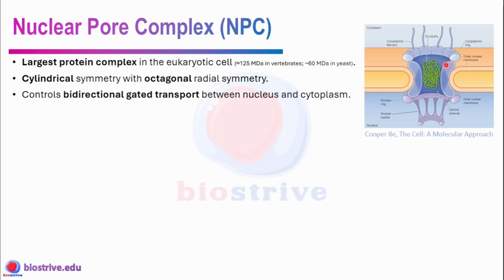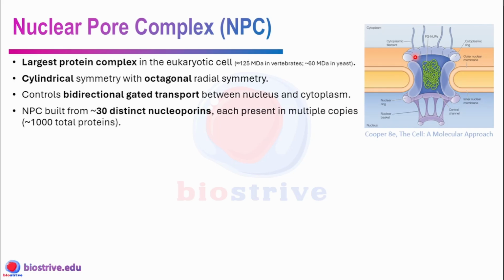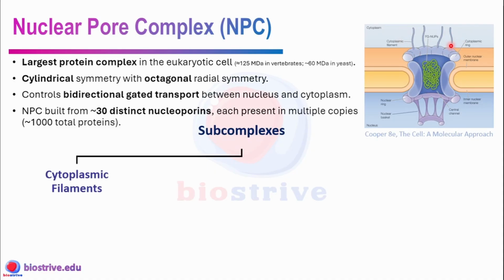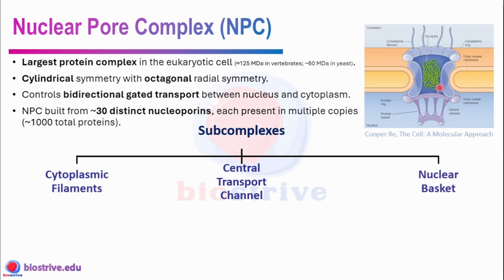It controls the bidirectional transport between the nucleus and cytoplasm or cytosol, and this bidirectional transport is usually of fully folded proteins. This nuclear pore complex has three subcomplexes, as you can see in this figure. The first is cytoplasmic filaments. You can see these are the cytoplasmic filaments protruding towards the cytoplasm. There is a central transport channel, and there is a nuclear basket which is protruding towards the nucleus.